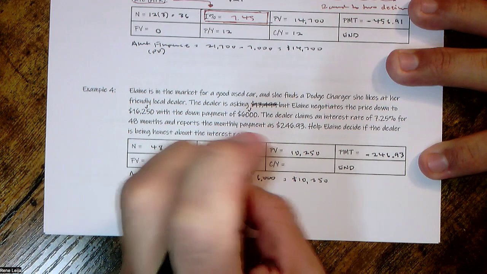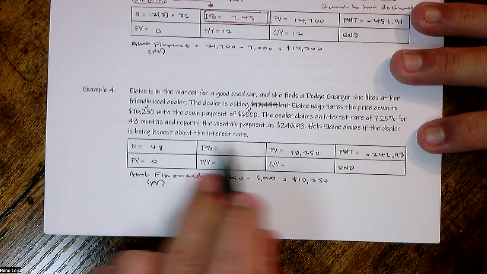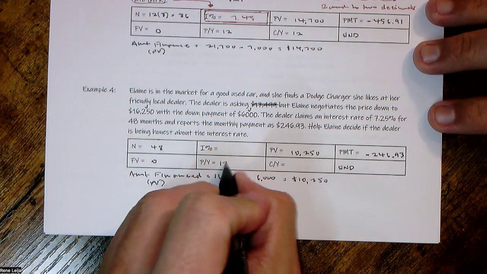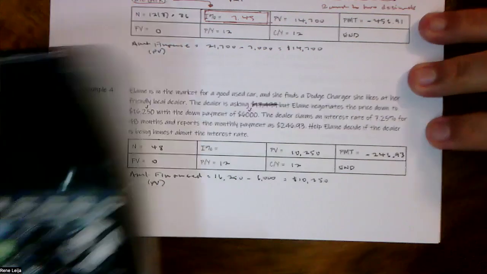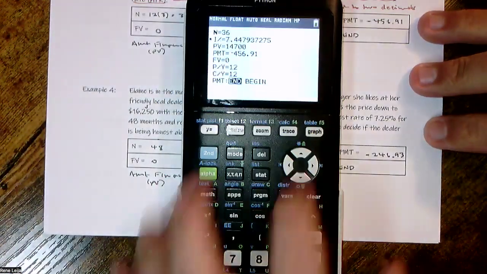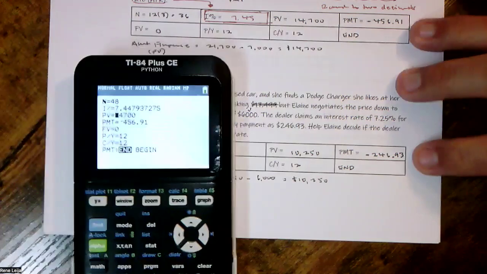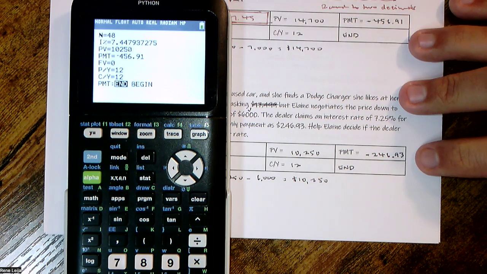Okay. So it said the questions are at the end. It says help Elaine decide if the dealer is being honest about the interest rate. So I'm looking for the interest rate. Now this is compounded monthly, so 12 and 12. This is what I'm looking for. All right. So we're going to have 48 for big N. I'm going to skip over the I%. My present value is going to be the 10,250. My payment is negative 246.93. Future value is 0. PYCY is 12 and then end.